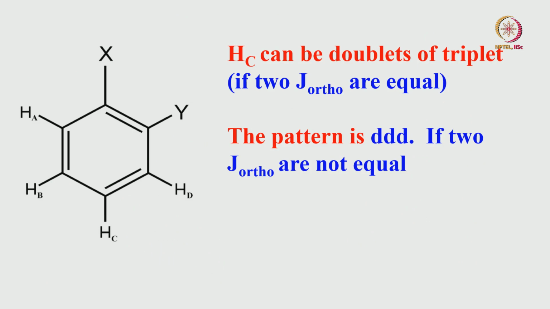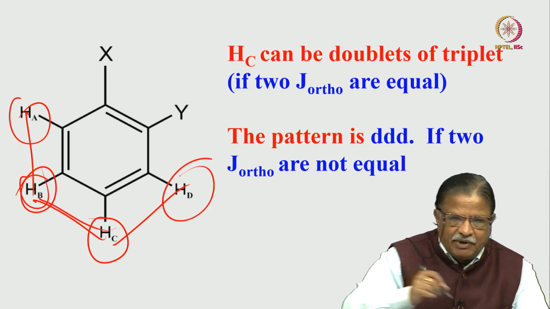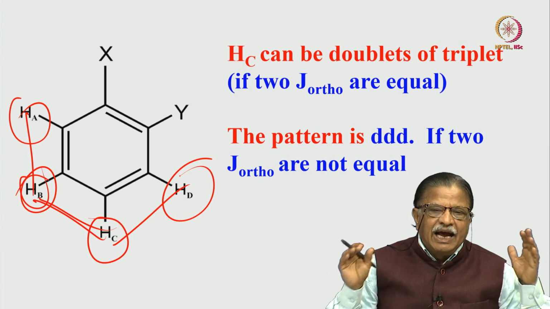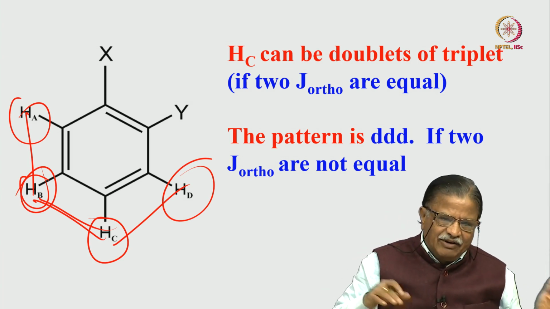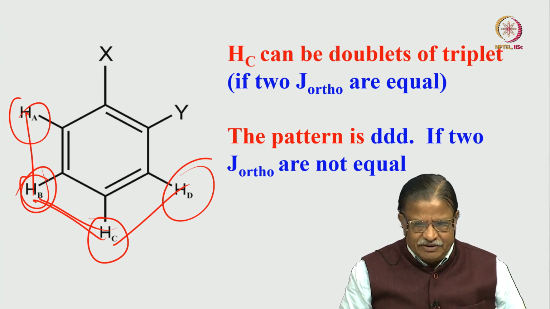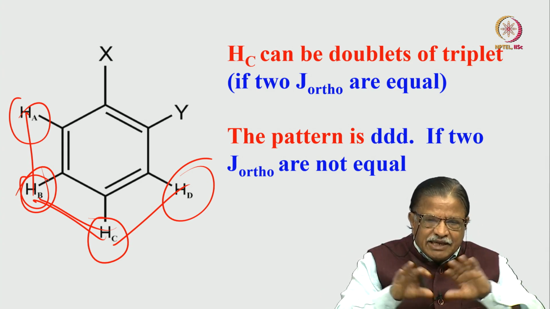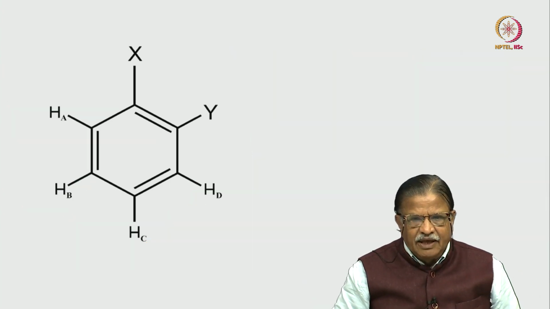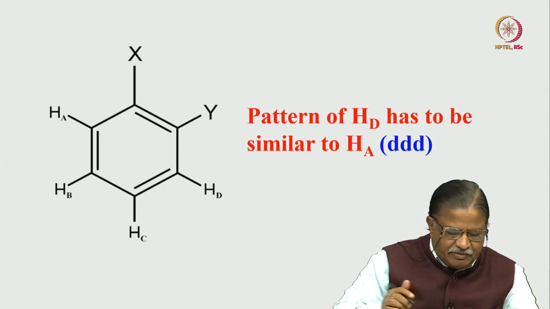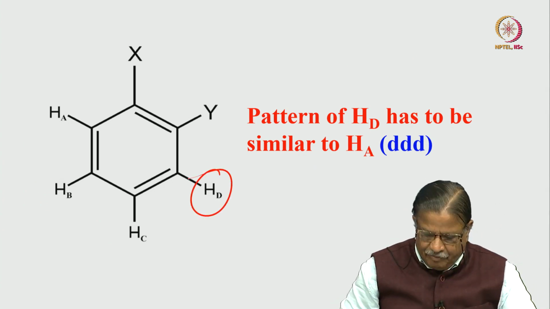And of course, what happens to HC and HB? HC can be a doublet of triplets if the two ortho couplings are equal, because HC can experience two ortho couplings and one meta coupling. Similarly, HB experiences two ortho couplings and one meta coupling. The pattern for both of them could be DDD, doublet of doublet of doublets, or if the two ortho couplings are equal, again you are going to get a triplet of doublets. Only the appearance of the pattern will be different because the coupling strengths are different. So we got the pattern similarly for HD, where an 8-line pattern we should get.